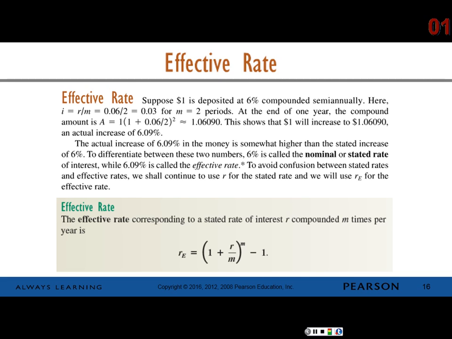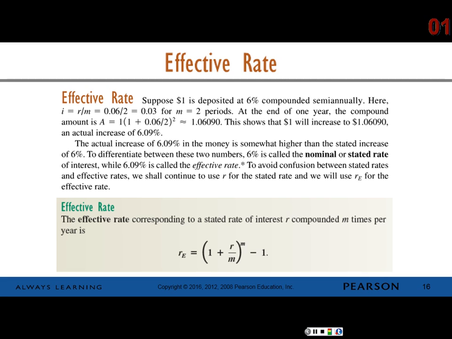1.06090, and that shows that $1 will increase to $1 and basically 6 cents, which is an annual increase, if you keep all the decimals, of 6.09%. The actual increase, 6.09% in the money, is somewhat higher than the 6% stated interest rate, and that's because they compounded more than once during the year. So you were actually getting interest on your second compounding period based on not only what you put in to start with, but the interest for the first compounding period.